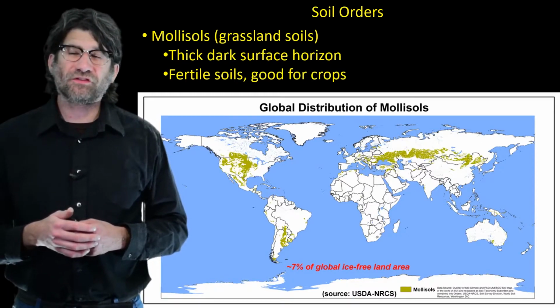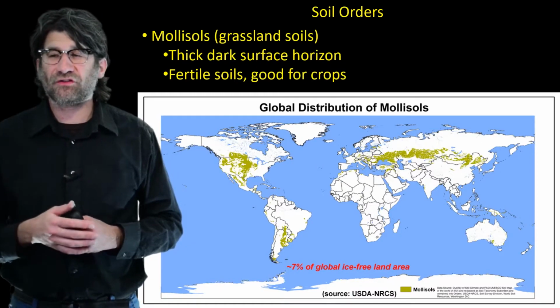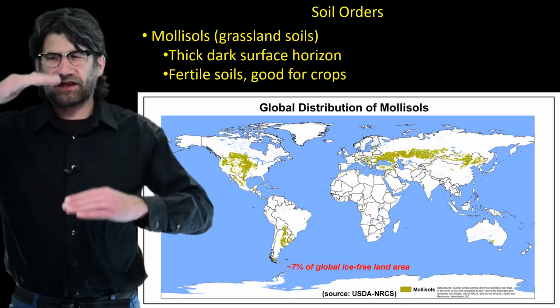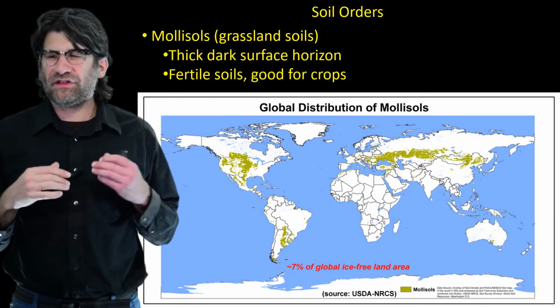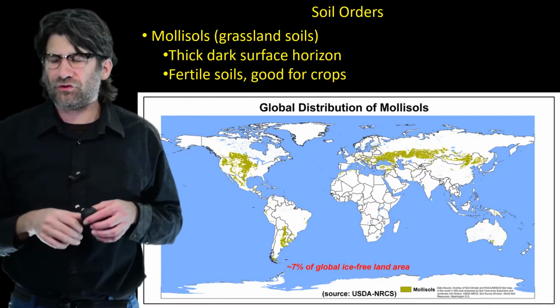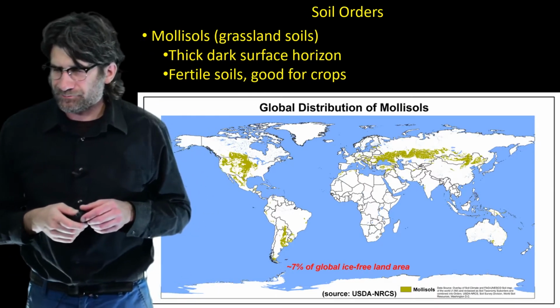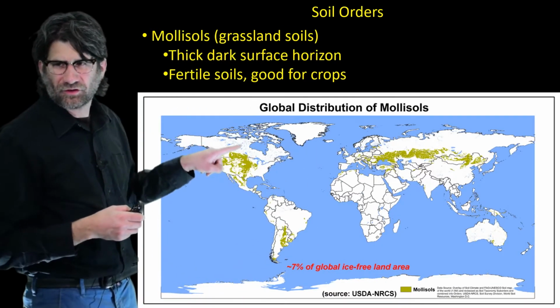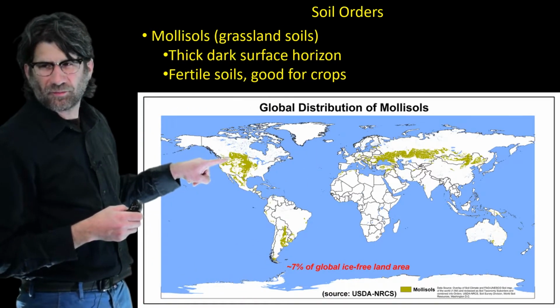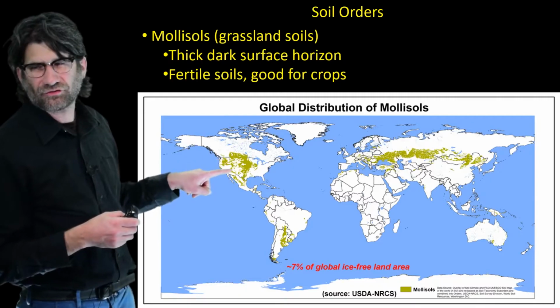Okay, our mollisols, as I mentioned earlier, are our grassland soils, and so they're going to have a big, thick, dark A horizon. And these are generally very good fertile soils, good for crops. So in our part of the world here in the Pacific Northwest, in the Palouse Hills, we have lots and lots of big grasslands and mollisols.